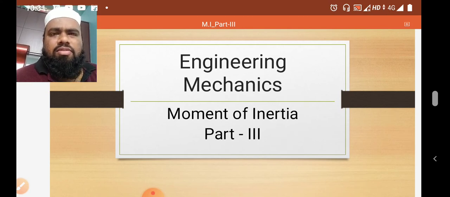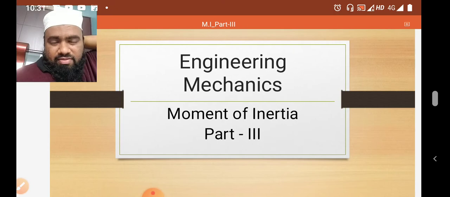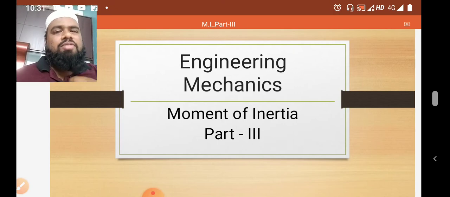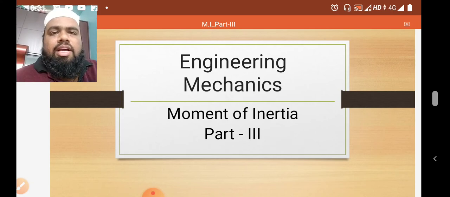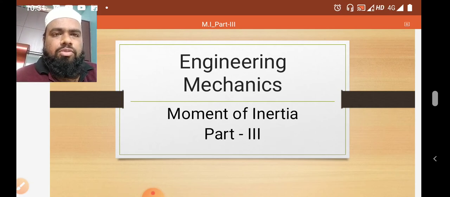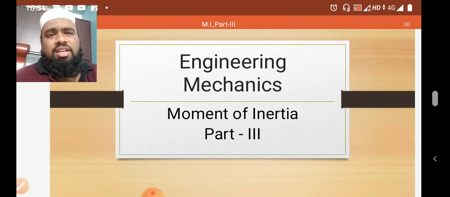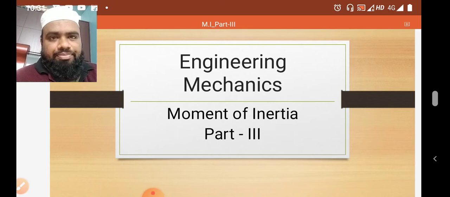We have clearly seen the difference between area and mass moment of inertia, what moment of inertia is, and how to find the moment of inertia of a particular section. In the previous session we saw the rectangular section, rectangular plane, about the centroid and about the base.